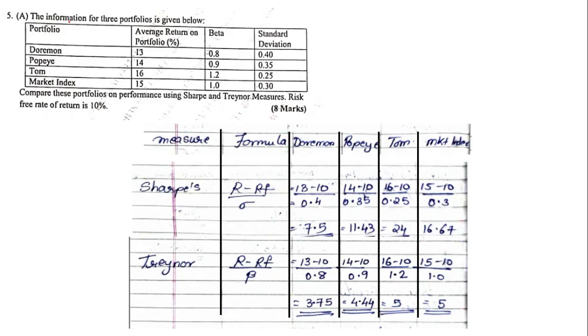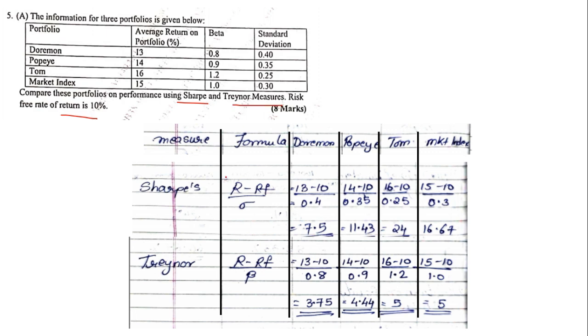Okay, the next question was question number 5A. The information for 3 portfolios is given: Doraemon, Popeye and Tom, and the market index is given. The average return, beta and standard deviation are given, and the risk-free return has been given. They are asking you to find the Sharpe and Treynor measures. So I made a table.